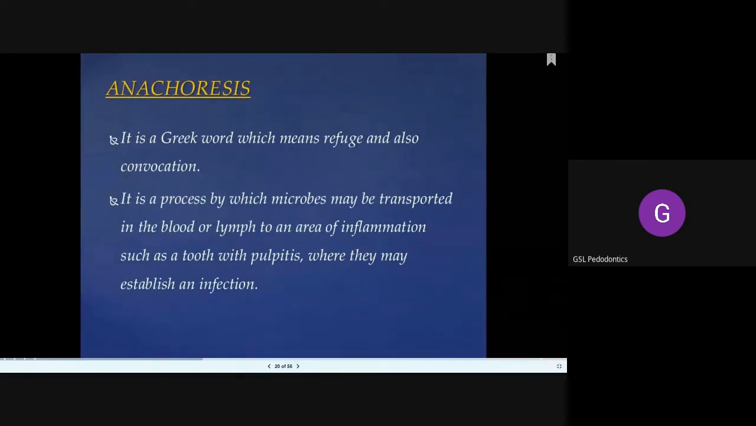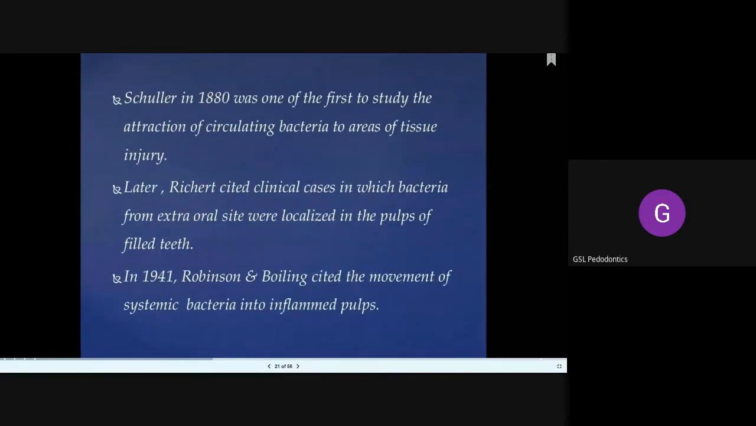So what is anachoresis? It is a Greek word which means refugee, and it is also called attraction. It is a process by which microbes present in the blood and the lymph, like your general body microbes, can be transported to an area of inflammation in the pulp and the periradicular tissues, as a result of which the tooth may develop pulpitis or periradicular inflammation. So Gier in 1880 was the first one to study this concept of anachoresis.